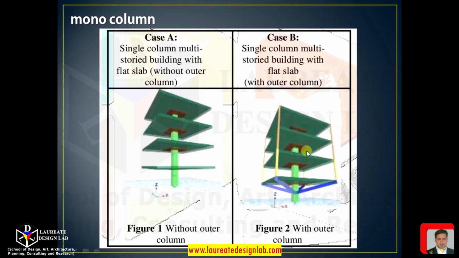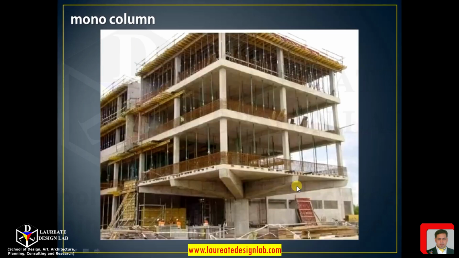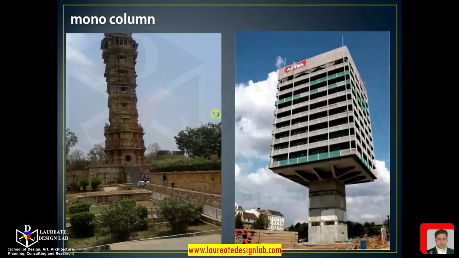We have just talked about case B, in which we have a central column along with outer columns and this configuration of the beam. The same thing is happening over here. You can have a look at this image. Let's move to this.